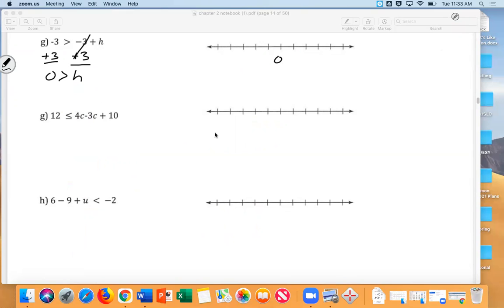So 0 goes in the middle. 1, 2, 3. -1, -2, -3 go to my left. And it's an open circle. And I'm not eating the h, so I'm going to shade to the left. You okay, Nate? Yes. All right.